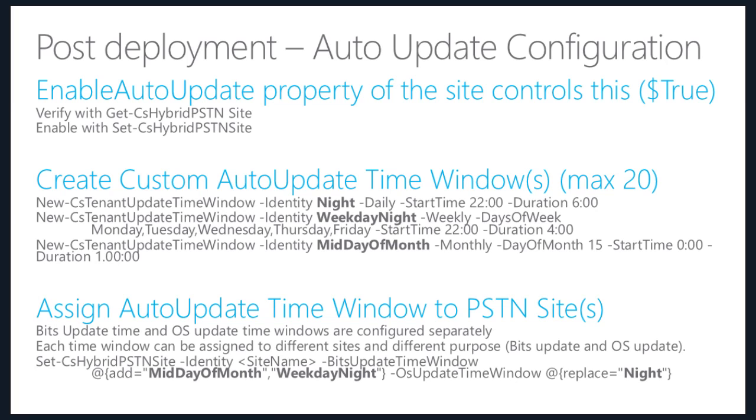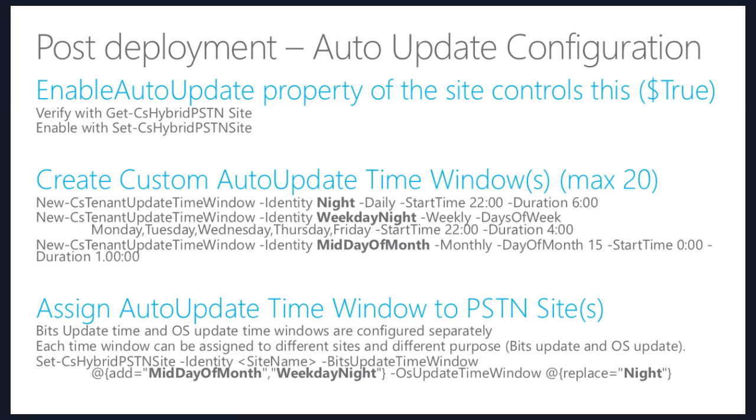Right, so this one happens to be running at 2200 hours with a duration of 6 hours. That's the window that I call the night window. I have another example there of a weekday night window, which only happens during certain days of the week. And I have a midday of month window that only happens on the 15th of every given month.